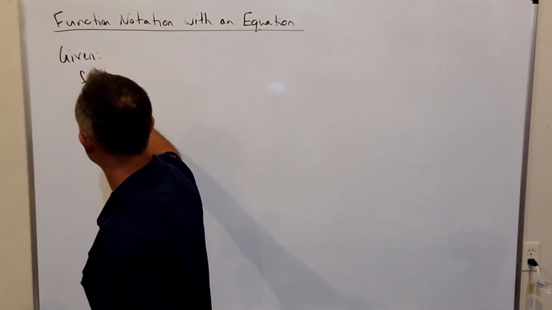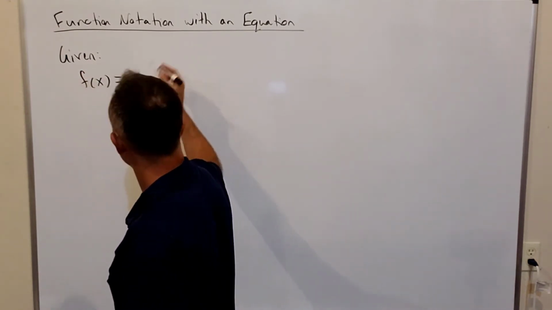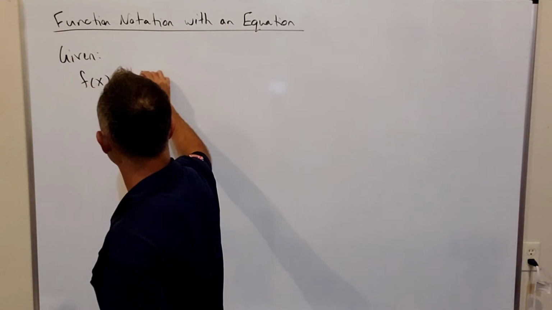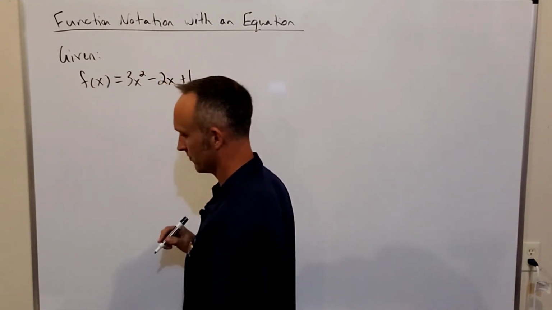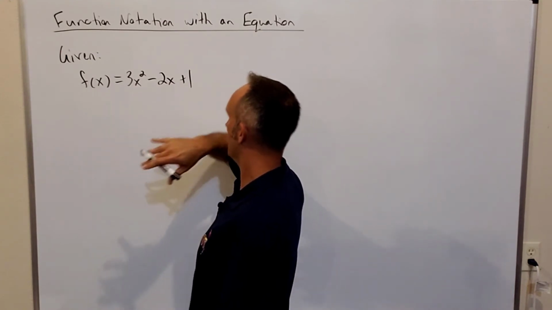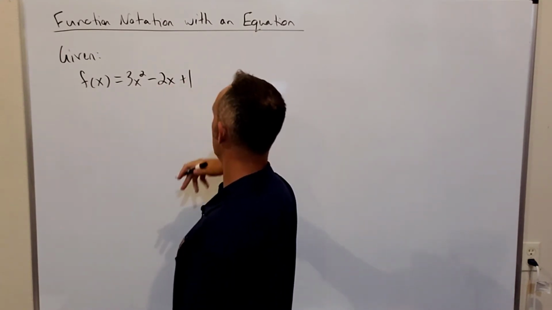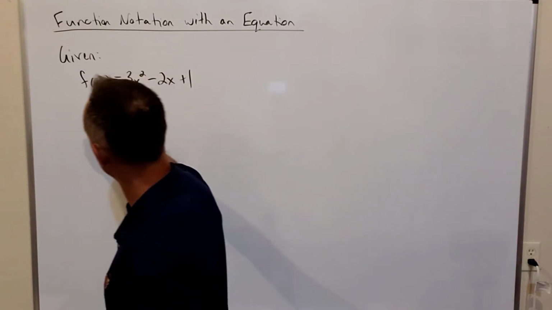So here are some functions. F of x, let's say, is 3x squared minus 2x plus 1. It's a polynomial. It's a trinomial, actually, because it has 3 terms. Lots of different things we could say about this.